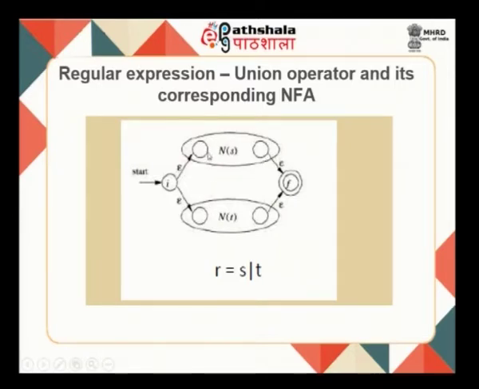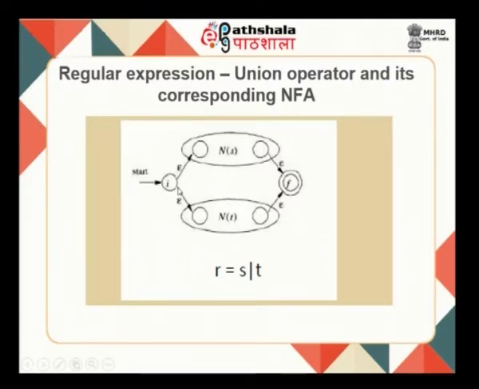So, what will I do? I will have an edge from the new start state to these two existing start states on epsilon. I will have a transition from the existing final states to the new final state on epsilon, and then for this new automata, this is my start state and this is my final state.